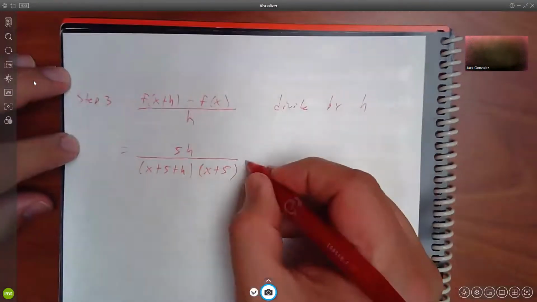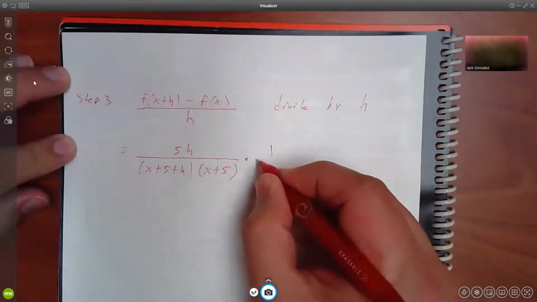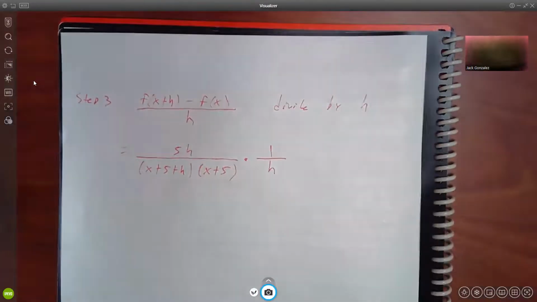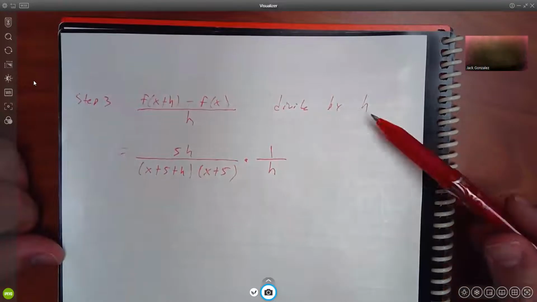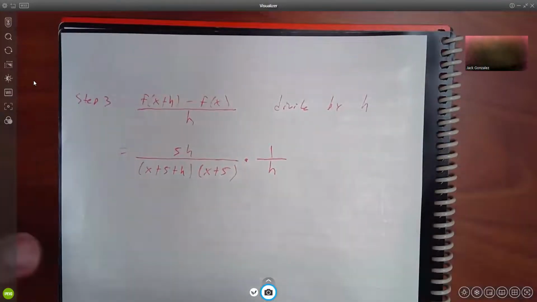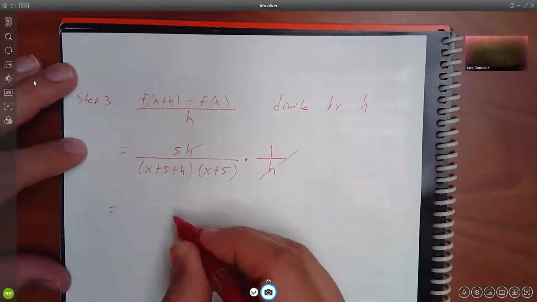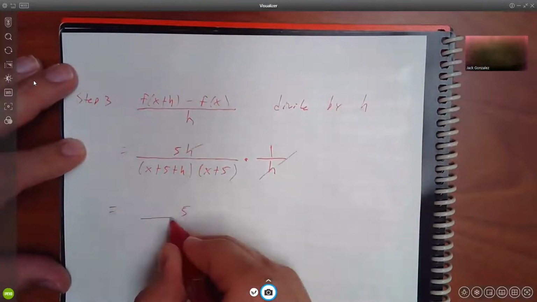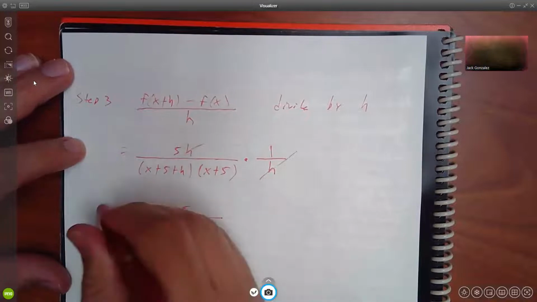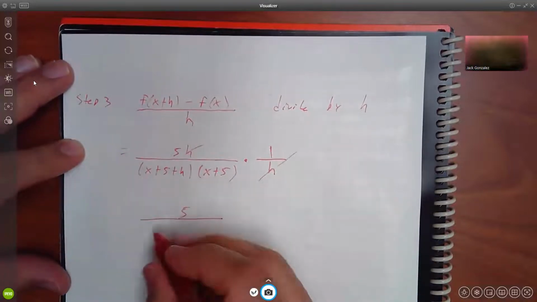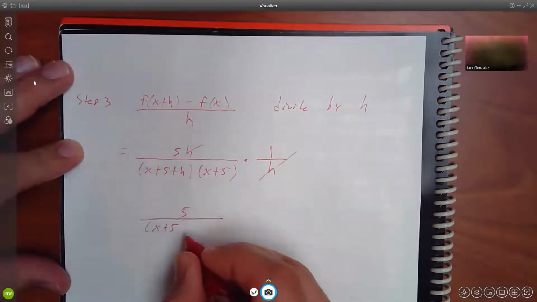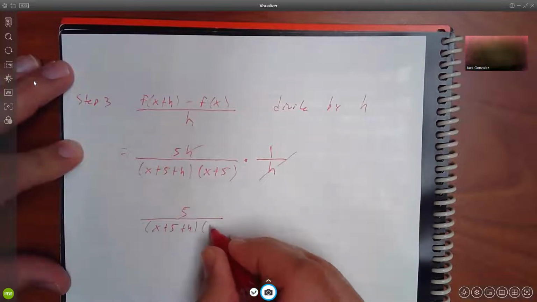So divide by h, what I'm going to do is instead multiply by 1 over h. You agree that that's the same, right? So doing it this way saves you some steps. Dividing is the same as multiplying by a reciprocal. So that cancels this h. We are done. This is the difference quotient. We still got to take that limit, I guess.